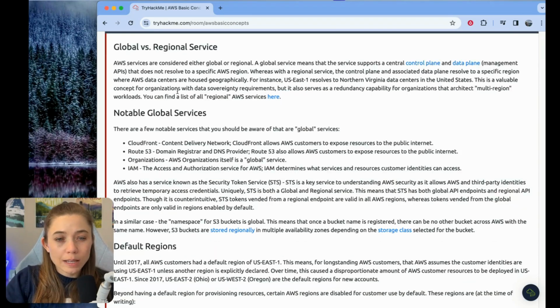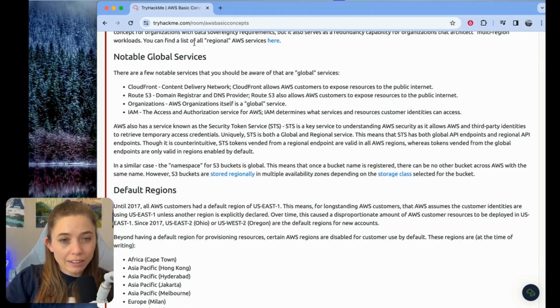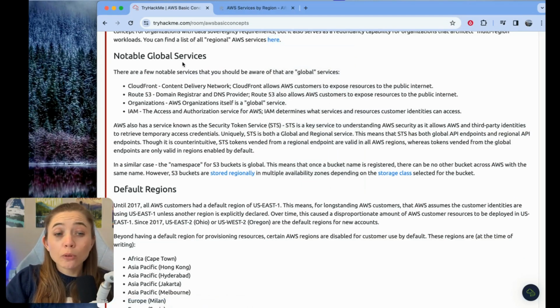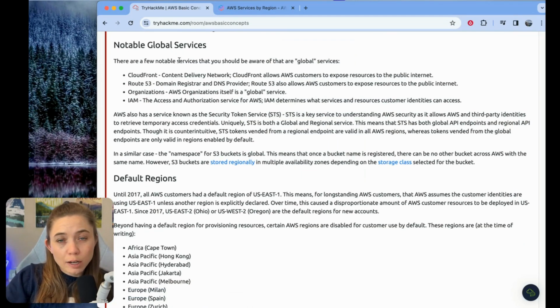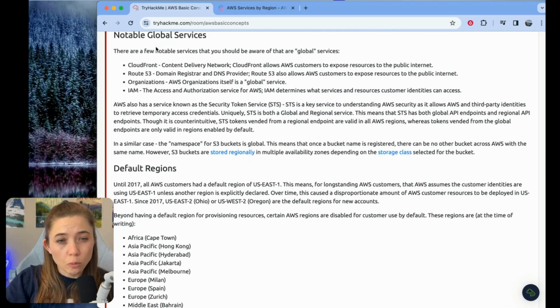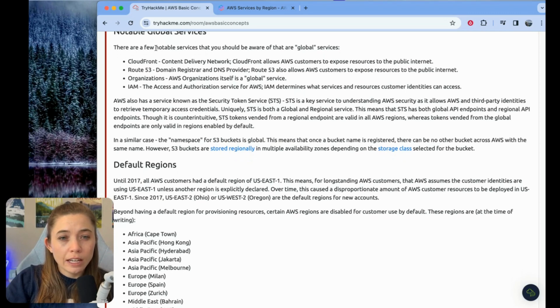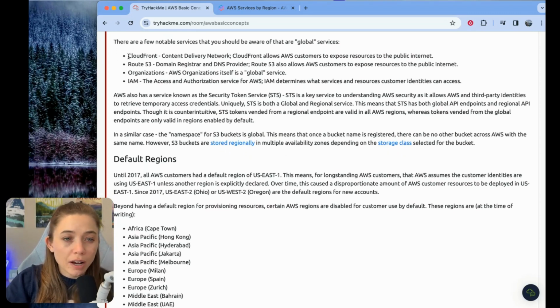and they have their own US East 1 control plane and data plane. This is a valuable concept for organizations with data sovereignty requirements, but it also serves as redundancy capability for organizations to architect multi-region workloads. We can find a list of all the regional AWS services linked here, and we could open that, but really almost every AWS service is going to be a regional service. So it's probably easier to look at the notable global services that have the global control plane and associated data plane. These are the big ones to keep in mind.